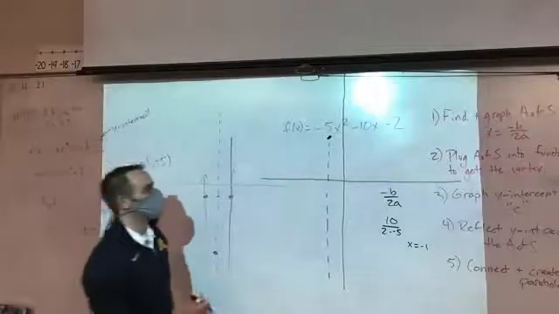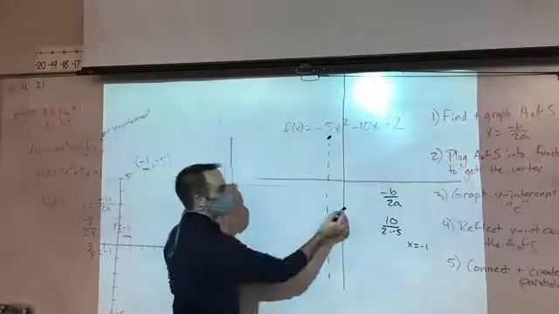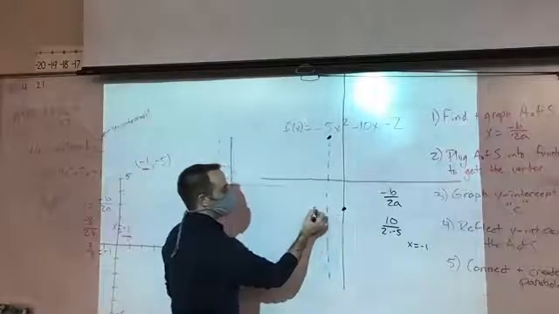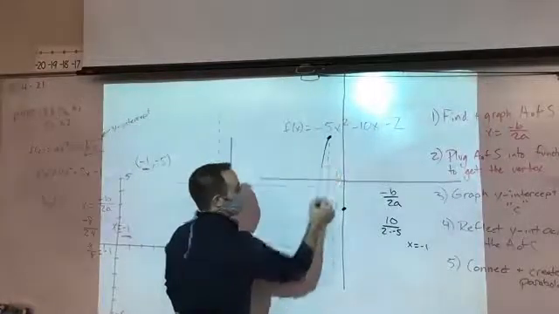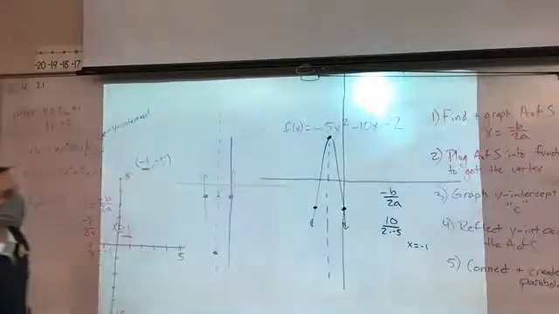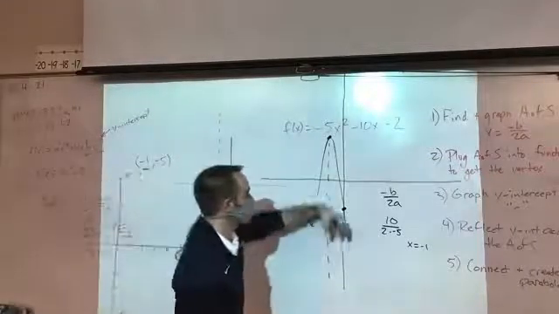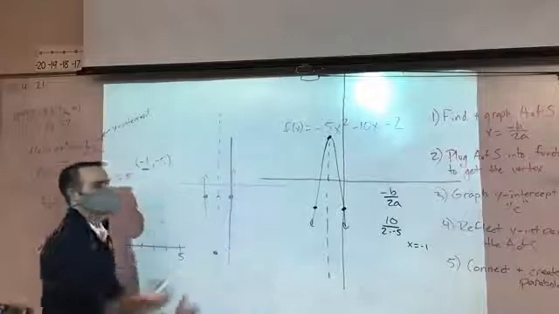Okay, we plot our y-intercept, which is at negative 2. We reflect it over. So it's 1 here, so it's 1 here. And then we connect it. Okay, we put our arrows. There you go. So this one, of course, opened down, right? This one was facing down. This one was facing up.